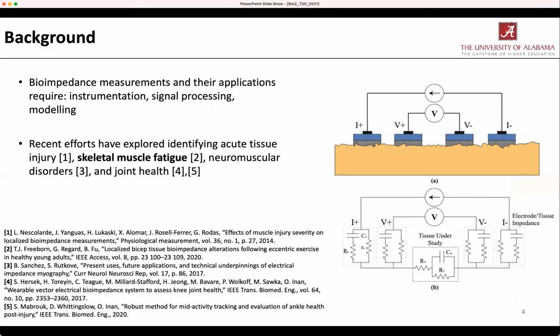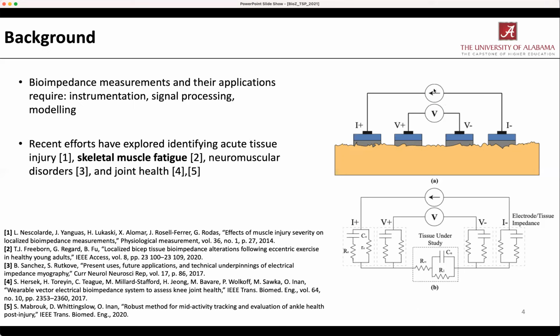So when we're talking about this, while it seems very simple, it requires a lot. When we're doing bioimpedance measurements and their applications, we require instrumentation, signal processing, modeling. So all these skills that electrical engineers develop, and what our field is focused on, are deeply involved in this. We all are probably very familiar with just how complex instrumentation is.